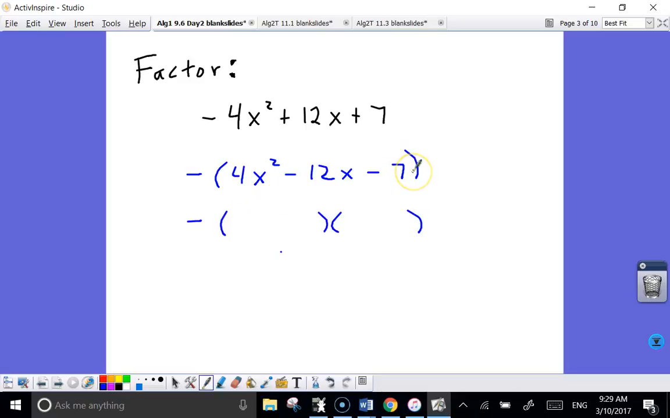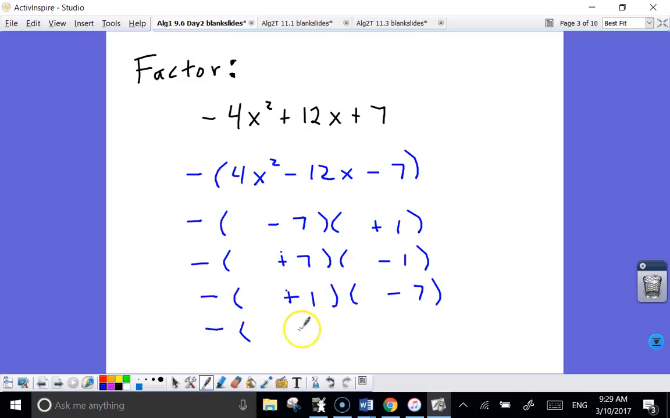Now, 7 is a prime number, but what I don't know is whether it would go like this: negative 7 plus 1? Or maybe it's going to be plus 7 minus 1. Or it could be plus 1 minus 7, or it could be minus 1 plus 7. Those are all the possibilities when you've got negative 7 as the last term.